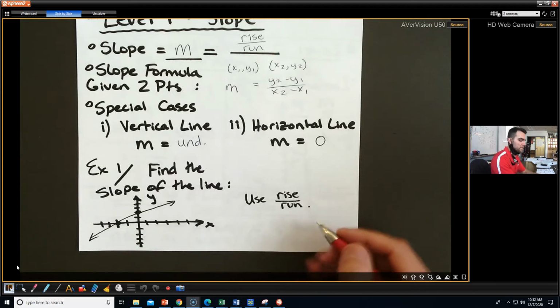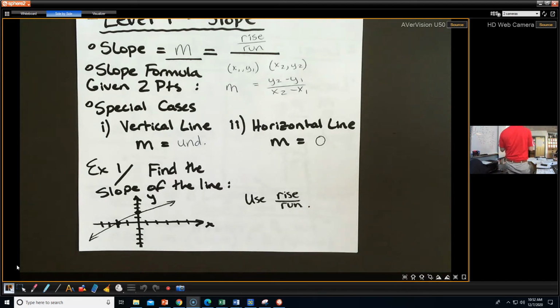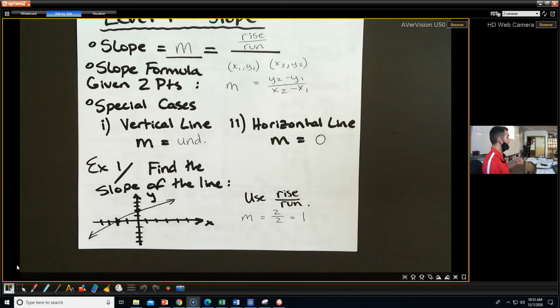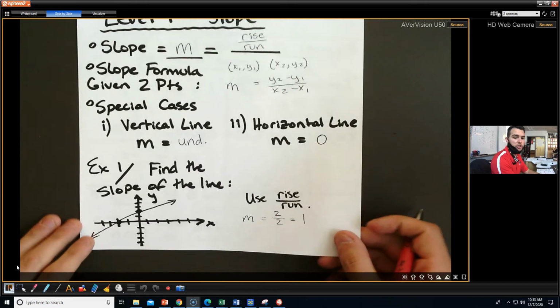If we look at example 1, we can find the slope of the line. For this one, I would use rise over run because this is graphically the best way to do it. We pick one of these points to start at, then see how much we're rising and how much we're running, and that gives us our slope. Starting from this point, what's our rise? 2. And how much am I running by? 2. So it's 2 over 2, which reduces down to just 1. There's our slope. That's all there is to it when you're finding the slope of a line that's given to you. Let's flip the page.